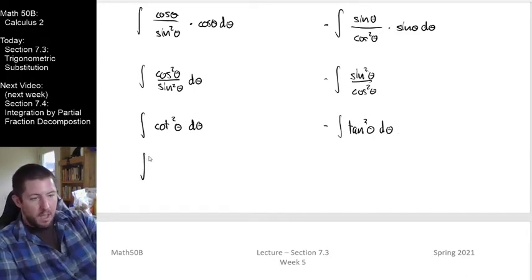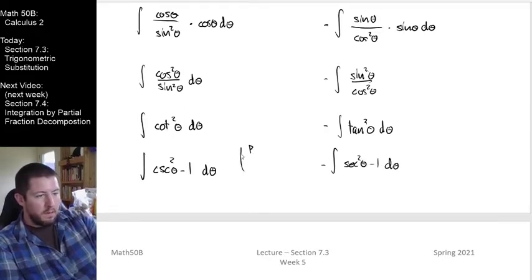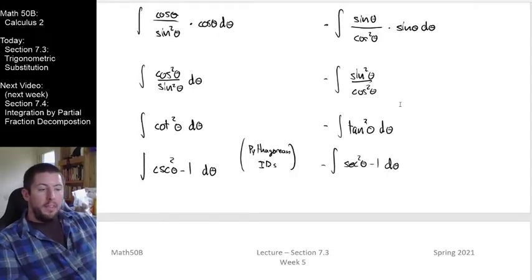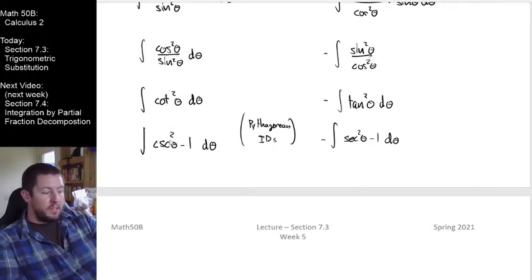So check this guy out. I can rewrite cotangent squared as cosecant squared minus 1 using a Pythagorean identity right here. And over here, our Pythagorean identity looks like secant squared minus 1. And the good news now is I do know an antiderivative for cosecant squared.